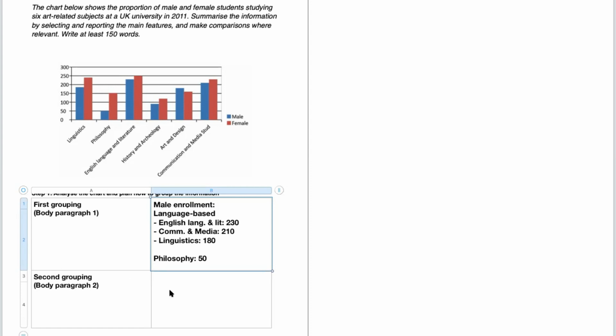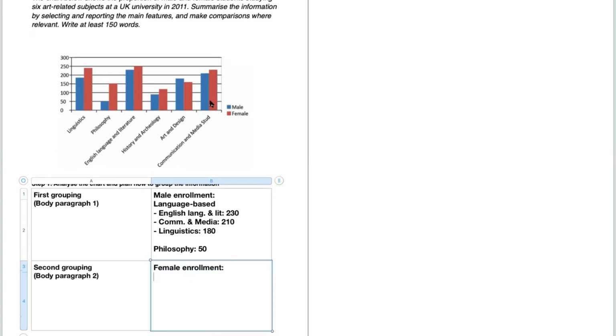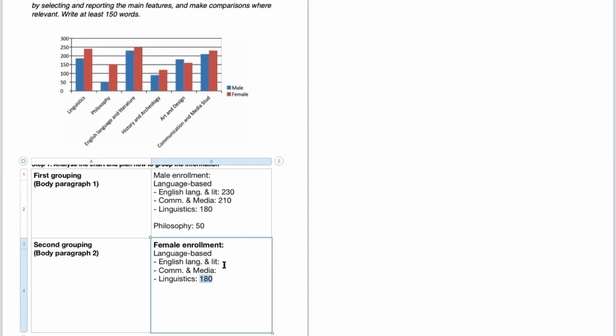Okay, so now we're going to look at female enrollment, which is our obvious next step. It's our second grouping, and this would be body paragraph 2. I'm going to do the same thing really. So I've got female enrollment. And again, the same thing pops up when it comes to language-based subjects. So I'm looking at English language and literature, linguistics, and communication and media. Again, just like we saw in the male enrollment, these are the highest groupings. So I'm going to basically write the same thing, change the values.